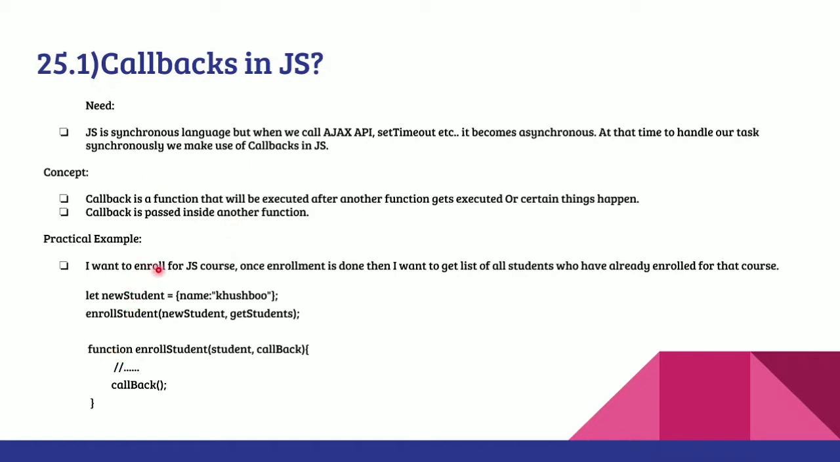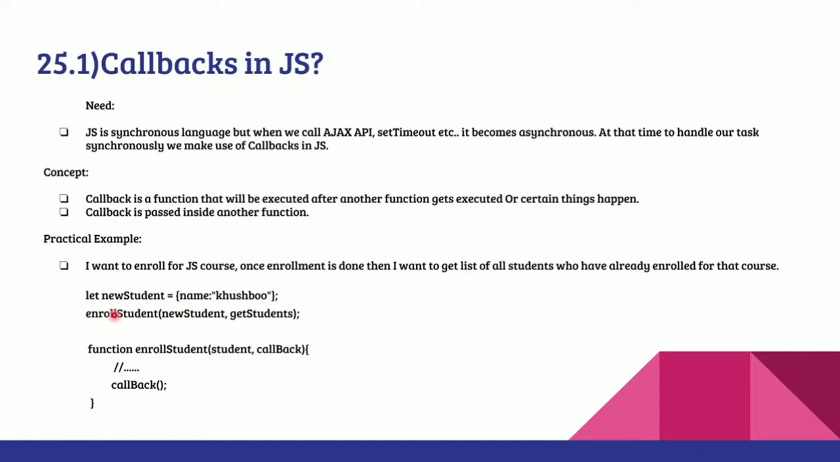Suppose I want to enroll for the JavaScript course. Once my enrollment is done, only then I want to get the names of all the students who have already enrolled for that particular course. So here I will have data, for example, let newStudent, and my name is present there. Once I have my name, I will call an API called enroll student API, and that is a POST API call. So it will take a little more time to get executed as compared to the get students API call. So what will happen? I will get the names of all the students first, and my name will not be present although I have applied to get enrolled for the course.